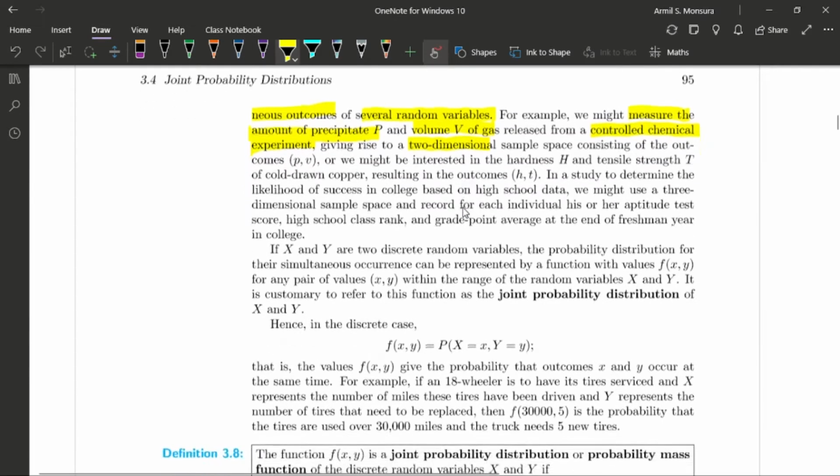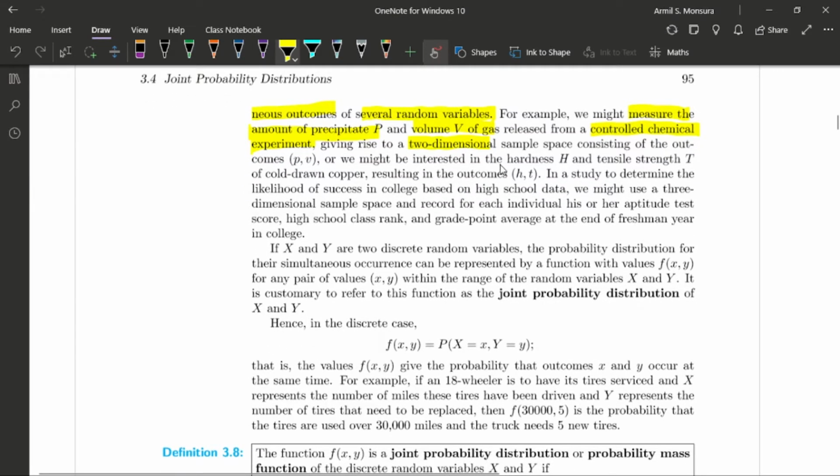Okay. Or another example might be us looking at two variables, hardness and tensile strength, okay, of a cold-drawn copper. So each of your variables would take on simultaneous values H and P, depending on the measured hardness and the measured tensile strength of the cold-drawn copper.